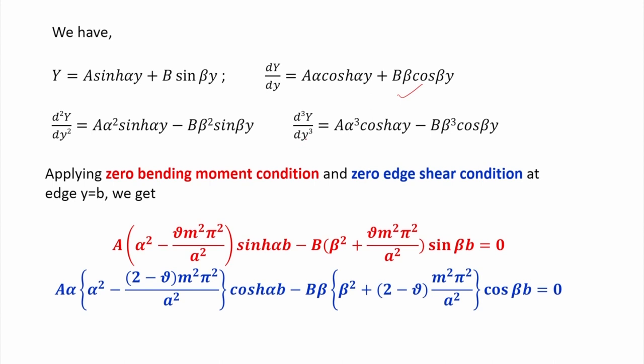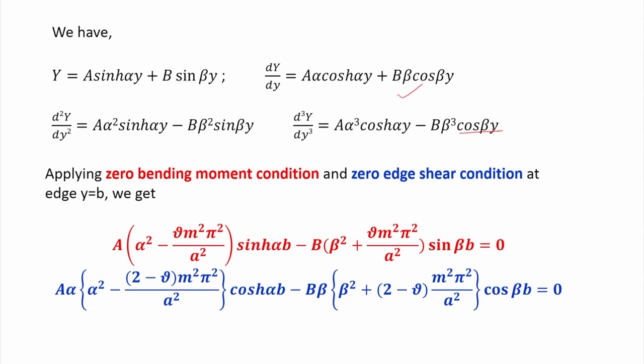Y is given as a combination of hyperbolic and trigonometrical functions. When you take the derivative, we get A alpha cosh(alpha y) plus B beta cos(beta y). Taking the second derivative, we get A alpha square sinh(alpha y) minus B beta square sin(beta y). Then d³Y/dy³ gives A alpha cube cosh(alpha y) minus B beta cube, and when you differentiate this again, the cos term will come, so it is cos(beta y).